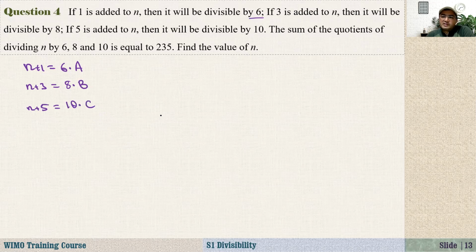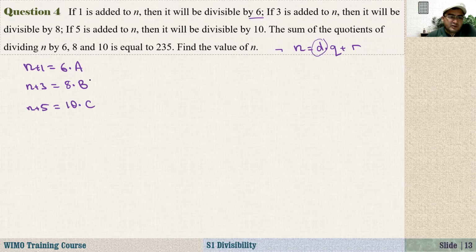The question is saying that the sum of the quotients of dividing n by 6, 8, and 10 is equal to 235. So first I should express this in this form. If I divide this n by 6, 8, and 10, that means simply dividing by d and getting a quotient q, and here we have the remainder. So d is equal to 6, 8, and 10, and the quotients are q1, q2, q3, and the sum is equal to 235.